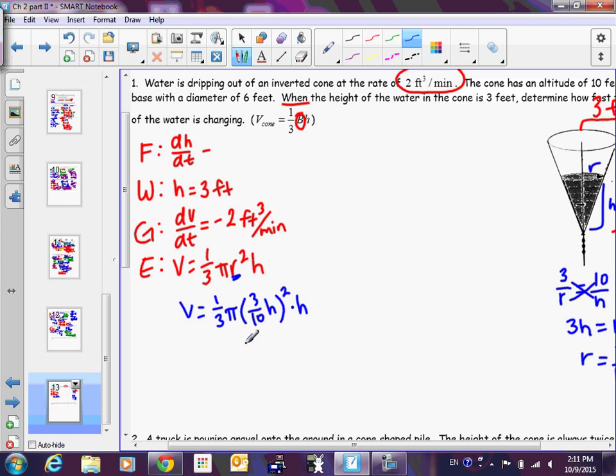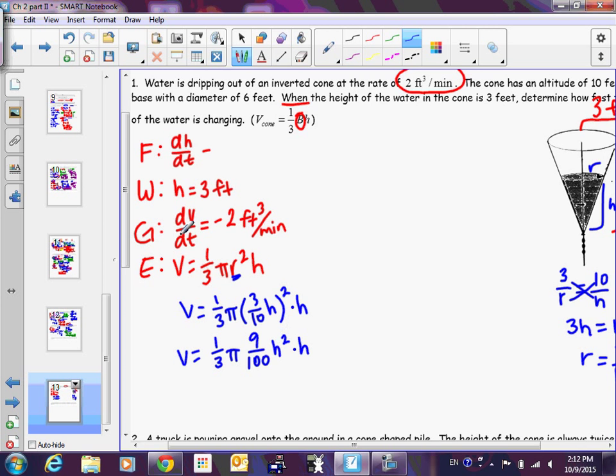Now, I could go ahead and derive both sides right now. But can I simplify this just a little bit more so that the deriving part is even easier? Yeah, let's go ahead and square this. So this would be 9 over 100 H squared. And again, I could derive right now, but it'd be easier if I simplified even more.